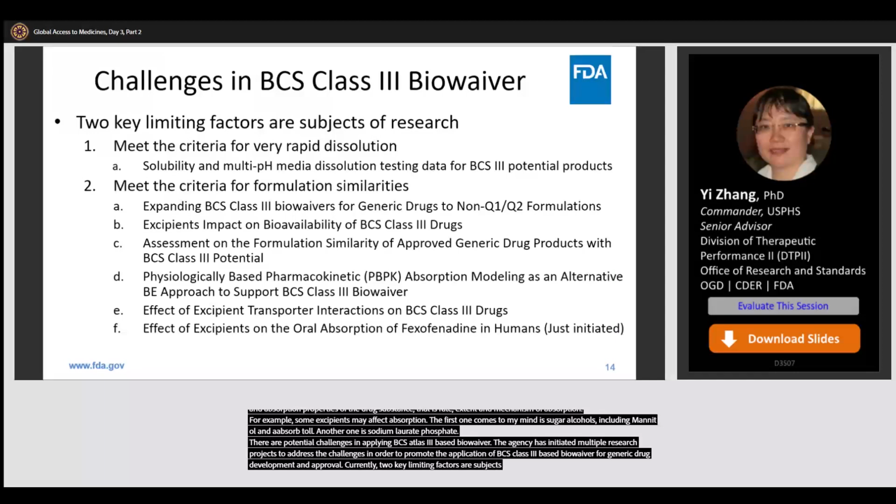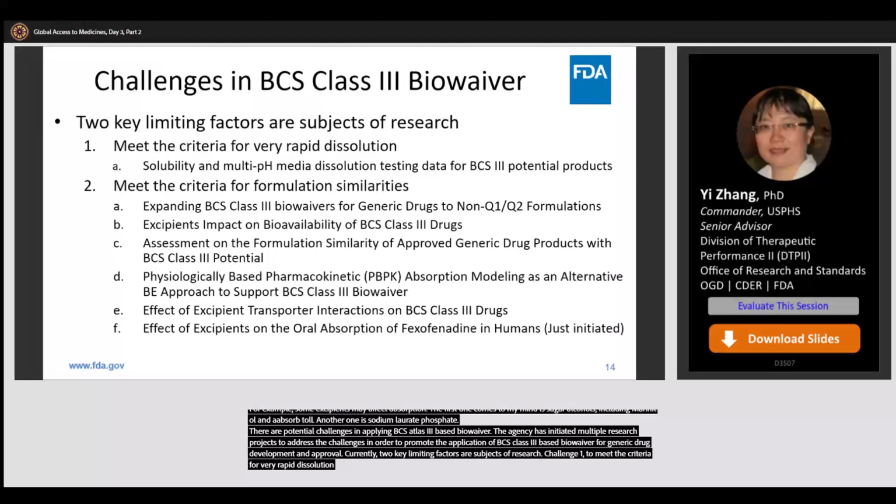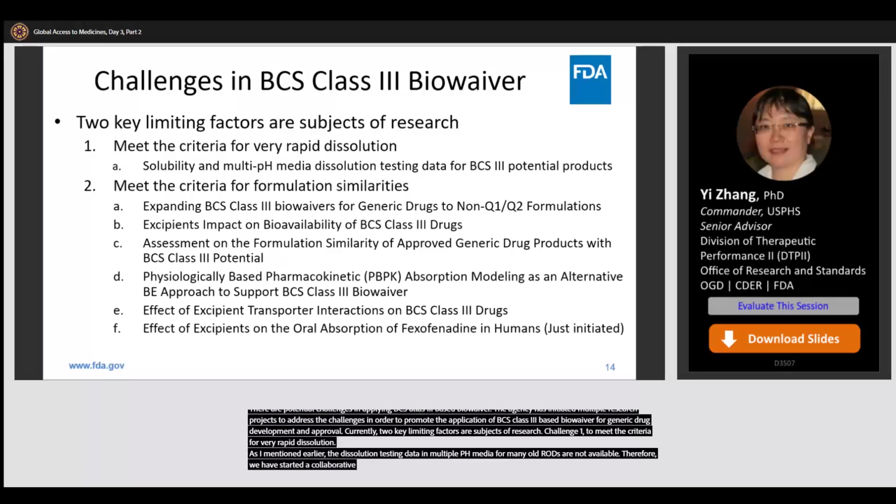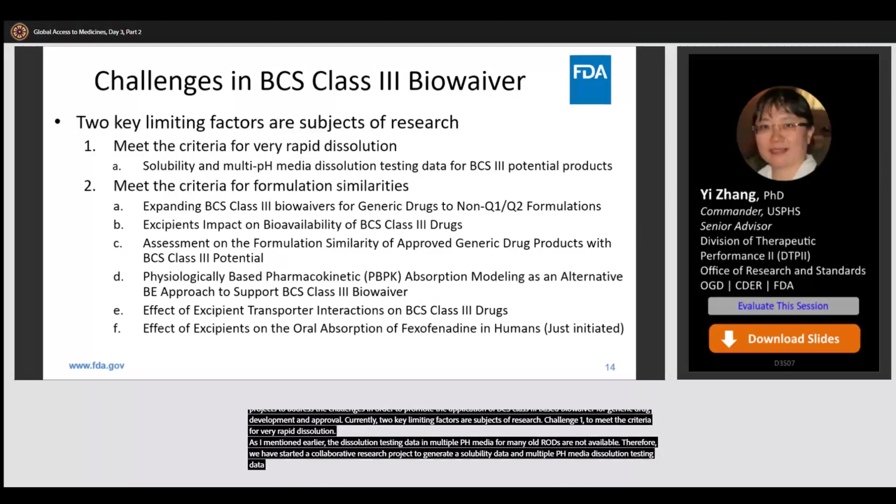Challenge 1: to meet the criteria for very rapid dissolution. As I mentioned earlier, the dissolution testing data in multiple pH media for many old RLDs are not available. Therefore, we have started a collaborative research project to generate solubility data and multiple pH media dissolution testing data for oral IR drug products with BCS Class 3 potential.